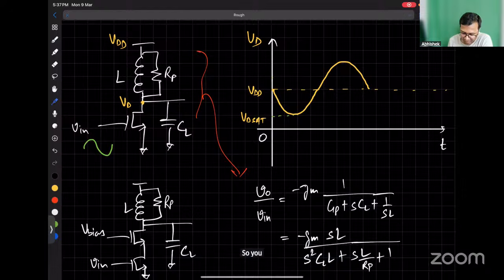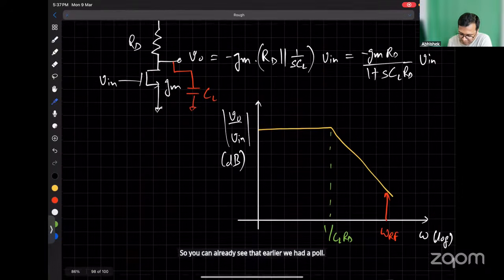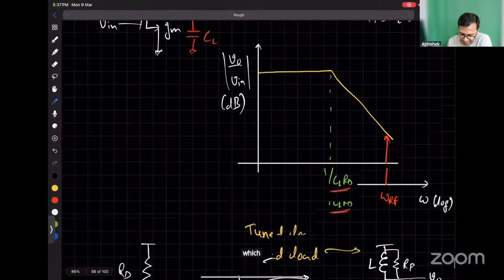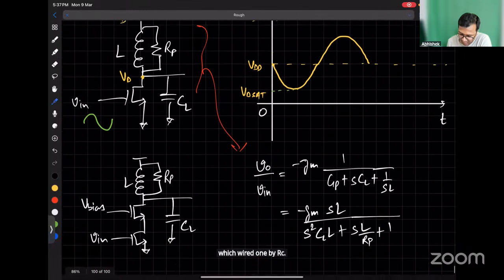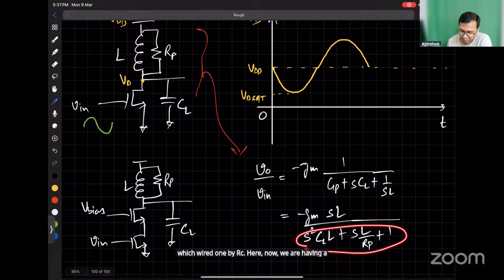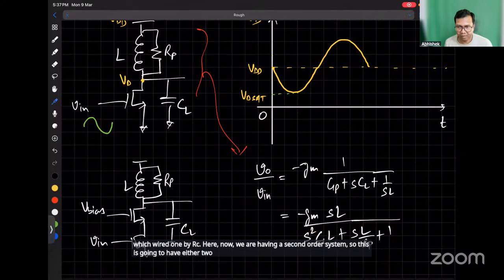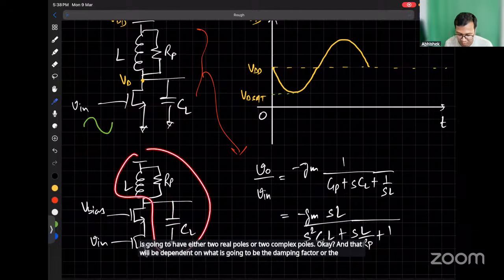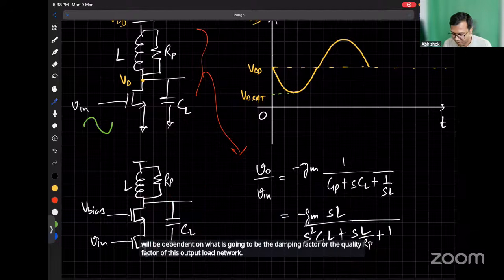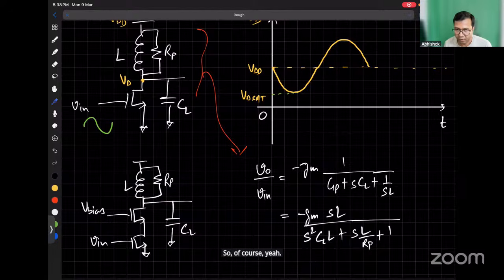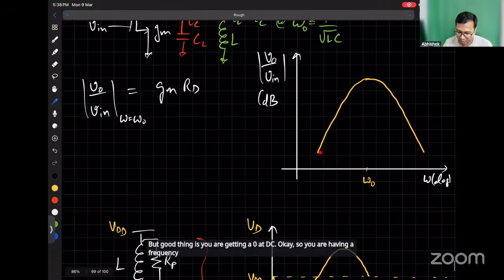You can already see that earlier we had a pole at 1/RC. Here we now have a second order system, so this is going to have either two real poles or two complex poles, depending on the damping factor or the quality factor of this output load network. So of course, it is going to affect your pole location. But the good thing is you are getting a zero at DC, so you have a frequency response which starts rising from DC.